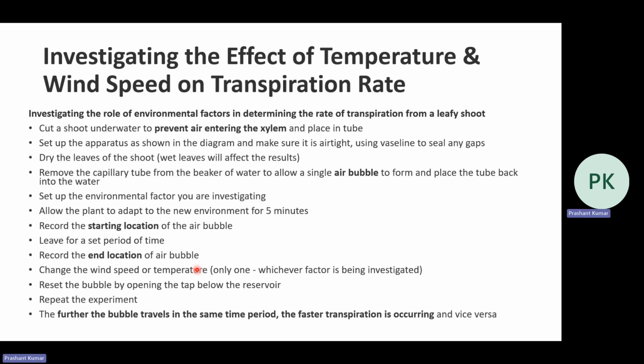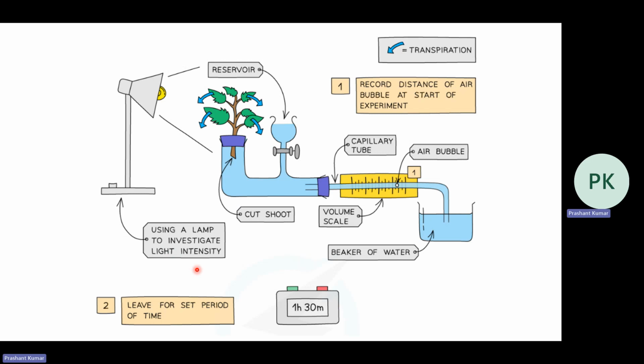Right? So reset the bubble by opening the tap of the reservoir. Repeat the experiment to get more reliable data. And the further the bubble travels in the same time period, the faster transpiration is occurring actually. So if they are moving faster, that means transpiration is also going very fast. So this is the diagram.